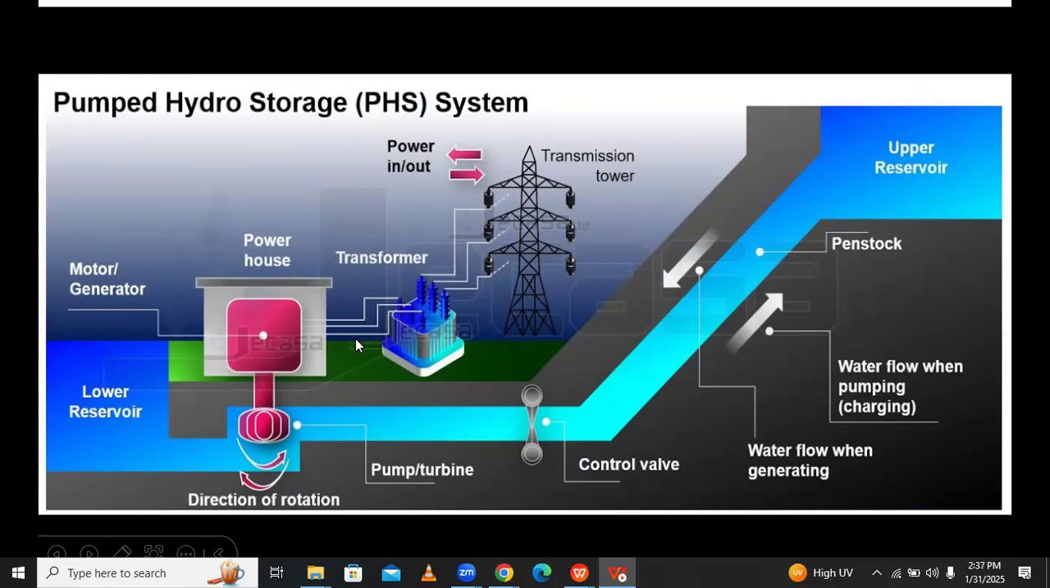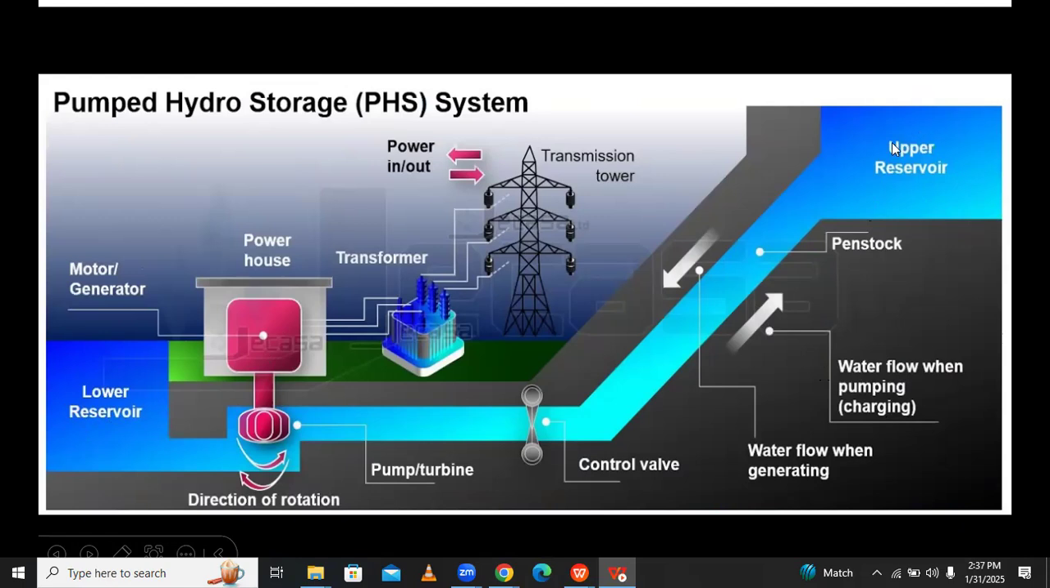Reverse process. Under light load condition, during nighttime, the load on the system is very less. The load on the grid is very less. That's why it takes the power from the grid and transfers the water from the lower reservoir to the upper reservoir. Under this condition, the machine acts as a motor and pumps the water from the lower reservoir to the upper reservoir. So this is the water flow when pumping, like charging.